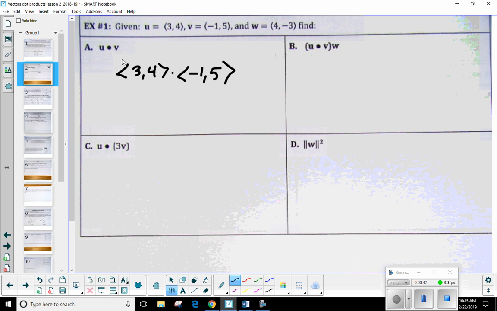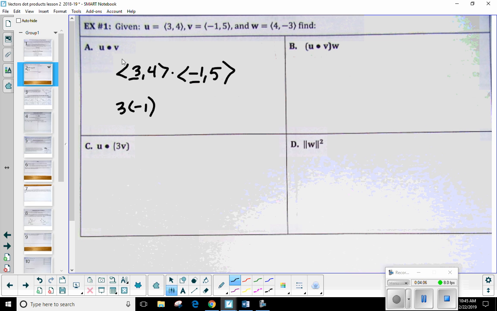Okay. Well, based on the definition that we were just talking about, how do I do this? How will I multiply vectors? Take the a's and the b's. Okay. So I'm going to multiply 3 times the negative 1. We're going to multiply the corresponding values. And then what do I do with that?